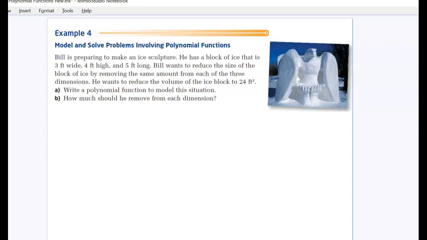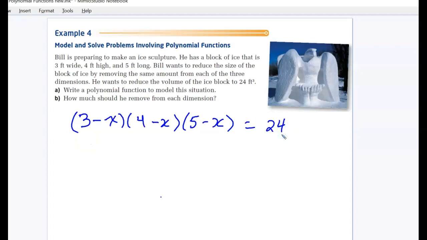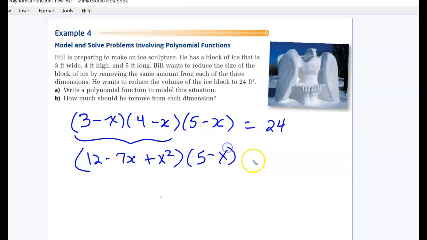Okay, well, I know originally my sides are 3, 4, and 5, but he wants to remove the same amount from each side. So let's take off x from each side. And the volume of the remaining block is going to be 24. So 3 minus x times 4 minus x times 5 minus x is equal to 24. If I FOIL those two out and collect like terms, I'm going to get 12 minus 7x plus x squared times 5 minus x equals 24.